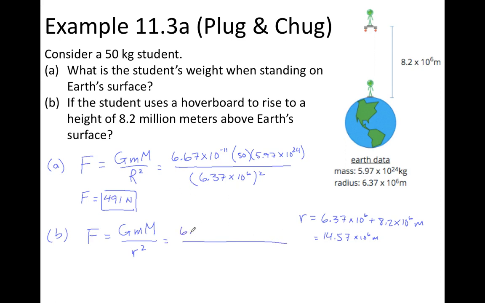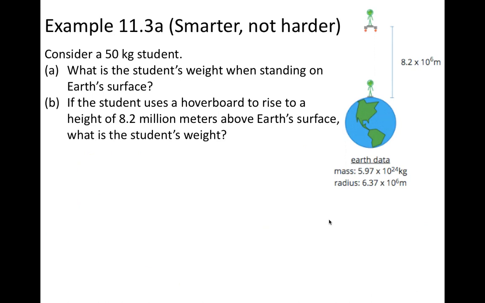So the numerator is not changing. The denominator is changing to a larger value, so we should expect that the student weighs less when further from Earth. And we end up getting 93.7 newtons.